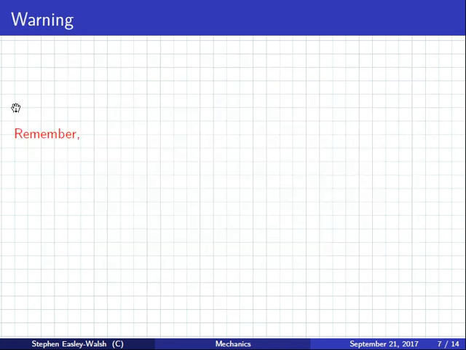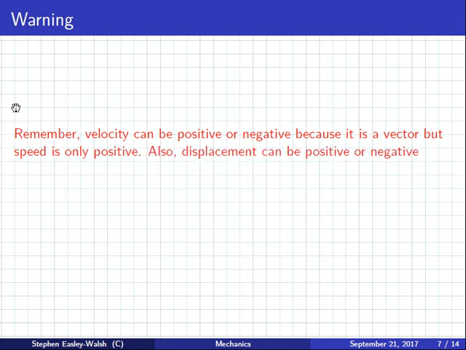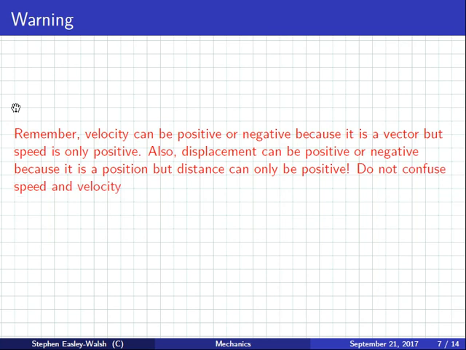I want to remind you that velocity can be positive or negative because it's a vector, but speed is only positive. And also, displacement can be positive or negative because it's a position, but distance can only be positive. Okay, so please remember that. Do not confuse speed and velocity or distance and displacement.